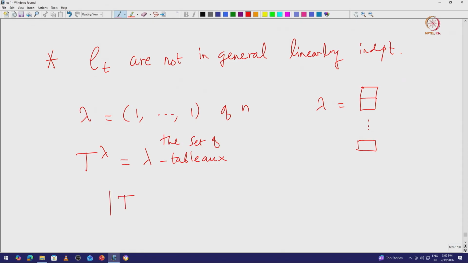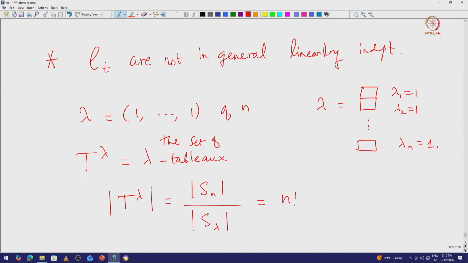So, the cardinality of T lambda. Here lambda 1 is 1, lambda 2 is 1, and so on, lambda n is going to be 1. And if you recall, the cardinality of T lambda is nothing but the cardinality of S n divided by the cardinality of S lambda, and each one of them has 1 and 1. So, it is exactly n factorial. It is just all possible permutations of these entries of lambda.